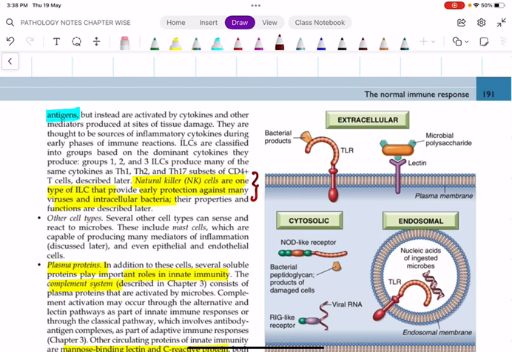Of course, remember, B lymphocytes and T lymphocytes are a part of adaptive immunity, whereas natural killer cells, or what we call NK cells, are a part of our innate immunity. So they are a type of innate lymphoid cells.